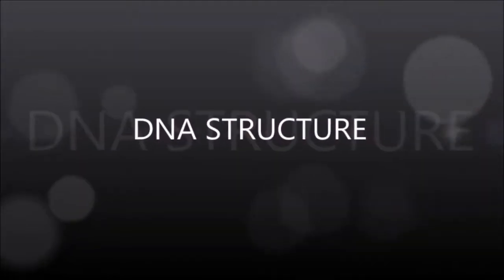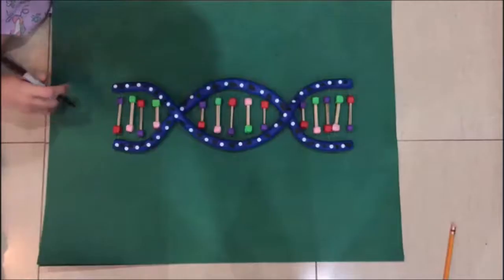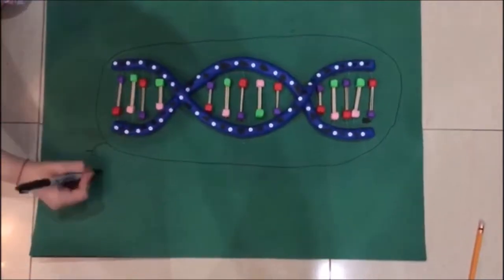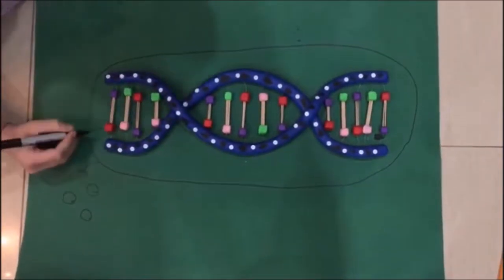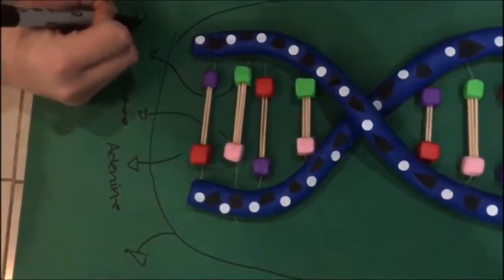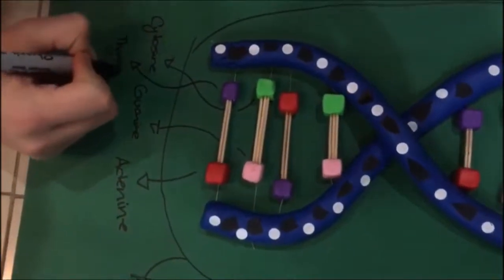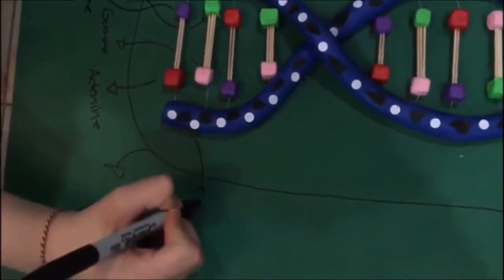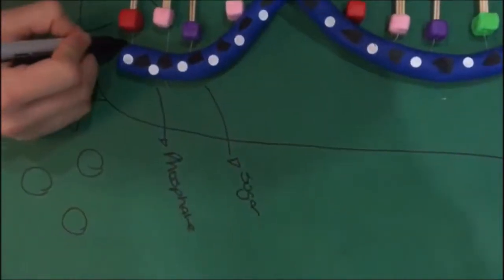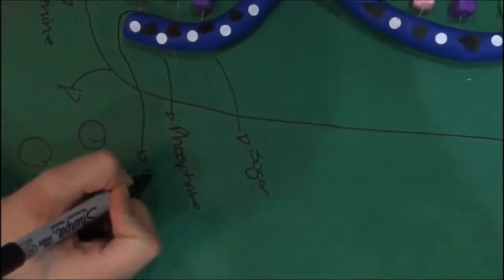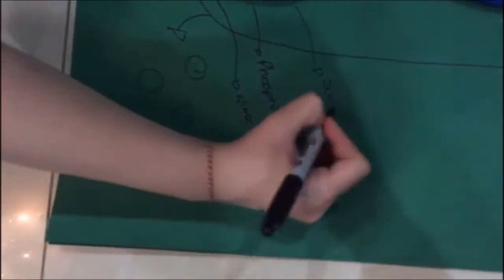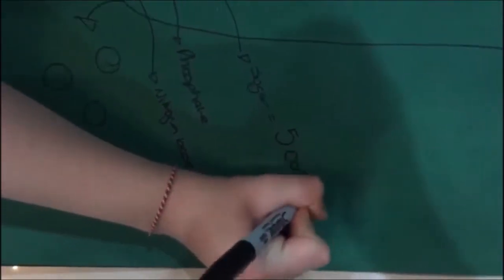DNA structure. DNA is a long chain which is located in every cell of our body. It is formed of nucleotides. The DNA information is stored in four nitrogenous bases: adenine, guanine, cytosine, and thymine. Every nucleotide contains a phosphate, a sugar, and a nitrogen base.